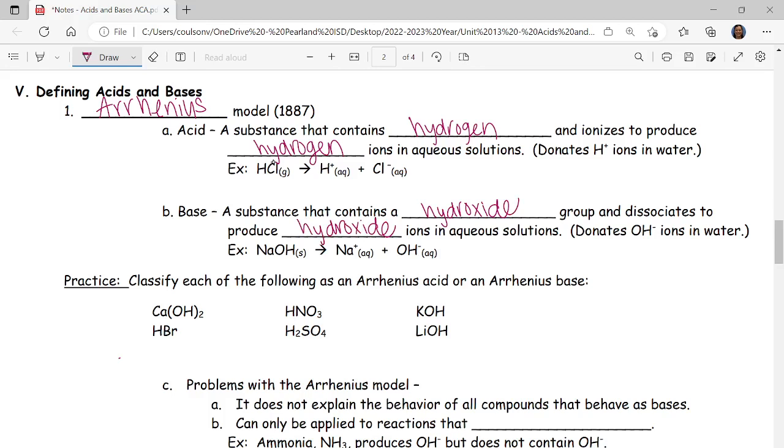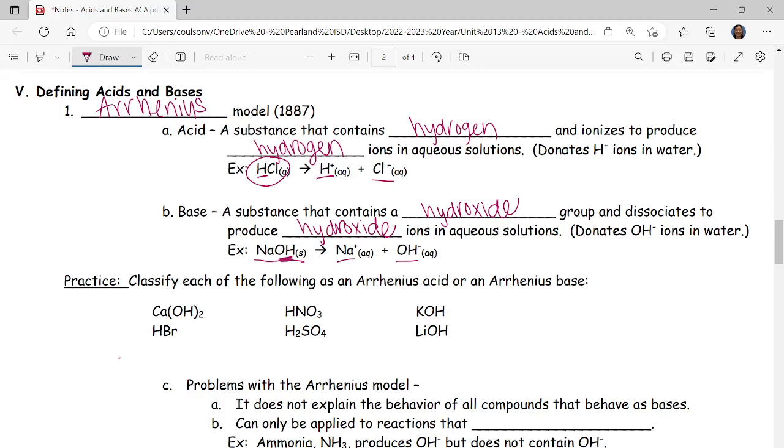So in this case, this would be an acid because it starts with a hydrogen and it is able to break apart into H plus and Cl minus ions. And then this one is considered a base because it contains a hydroxide and breaks up into a cation with a hydroxide ion also. So when we are classifying as an Arrhenius acid or an Arrhenius base, all we're looking at is the formula as a standalone thing.